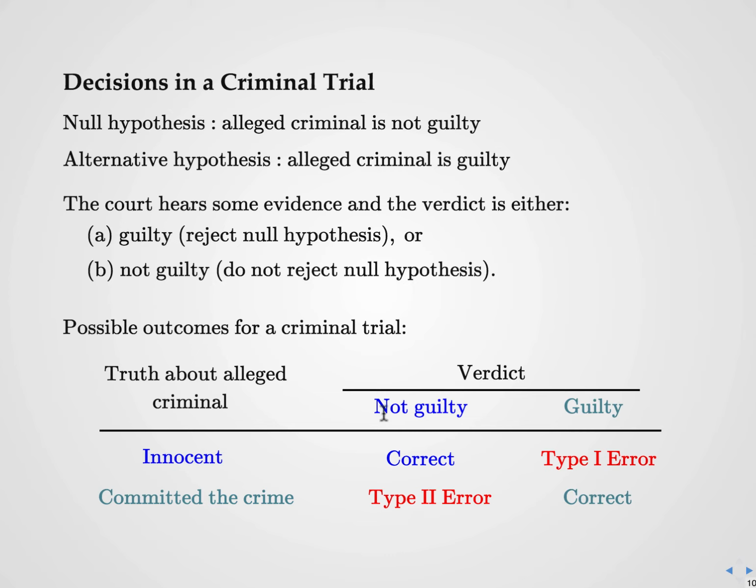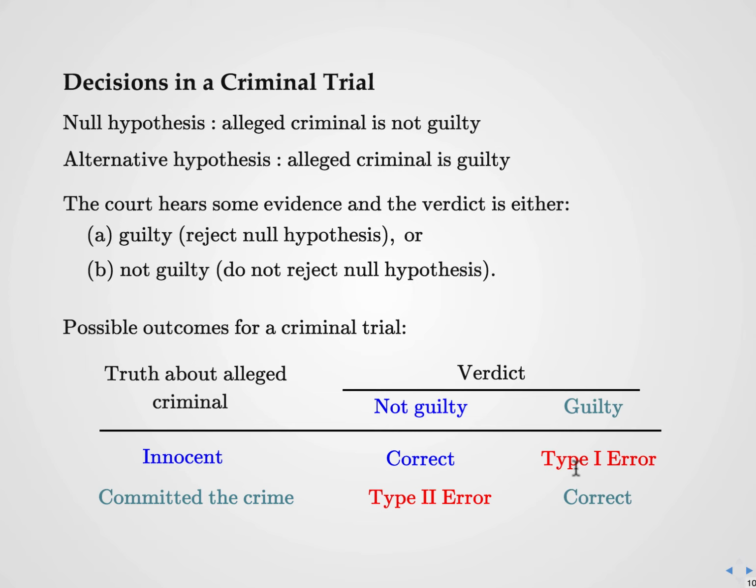So if the verdict is not guilty when the person did commit the crime, then that's an error, clearly, and that corresponds to a type 2 error. Similarly, if the verdict is guilty when the person did commit the crime, that's a correct decision, but if the verdict is guilty when in fact the individual was innocent, then that's an error, and statistically we call that a type 1 error.